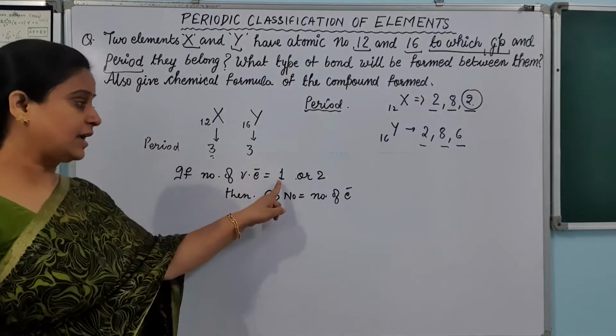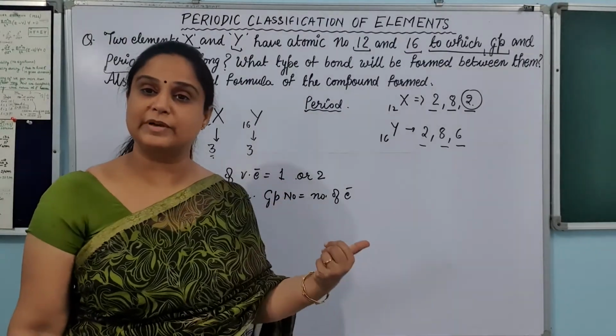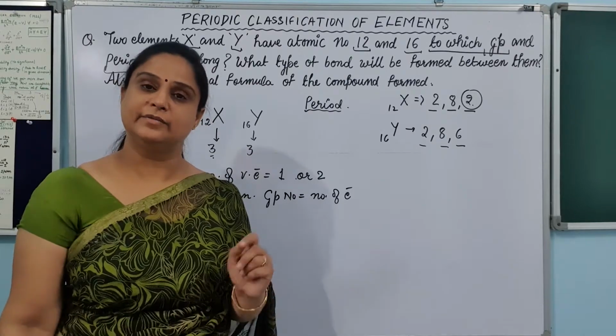Okay, तो अगर आपके वैलेंस शेल में if there are 1 or 2 electrons, the group number will be 1 or 2 depending on how many electrons are there in the valence shell.